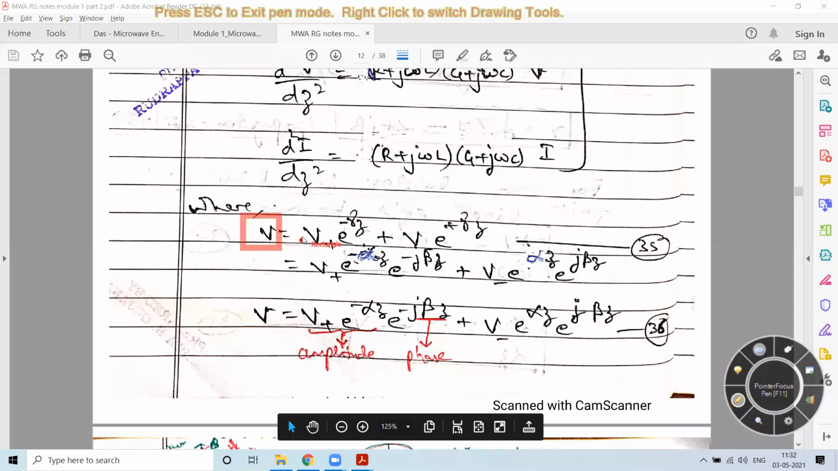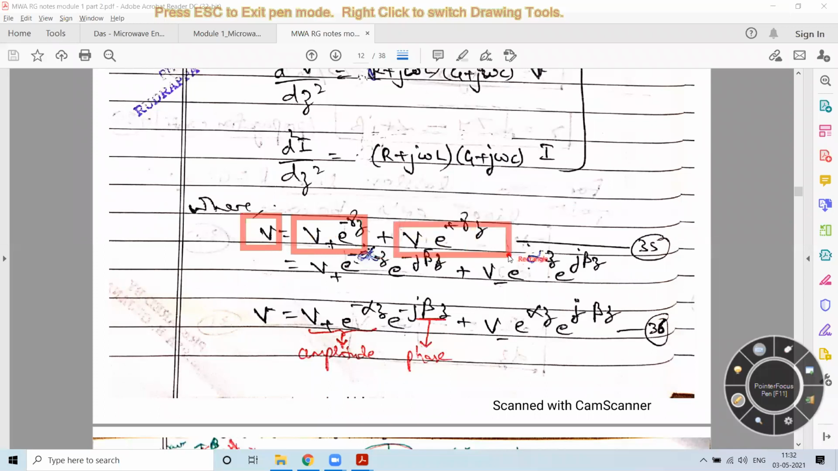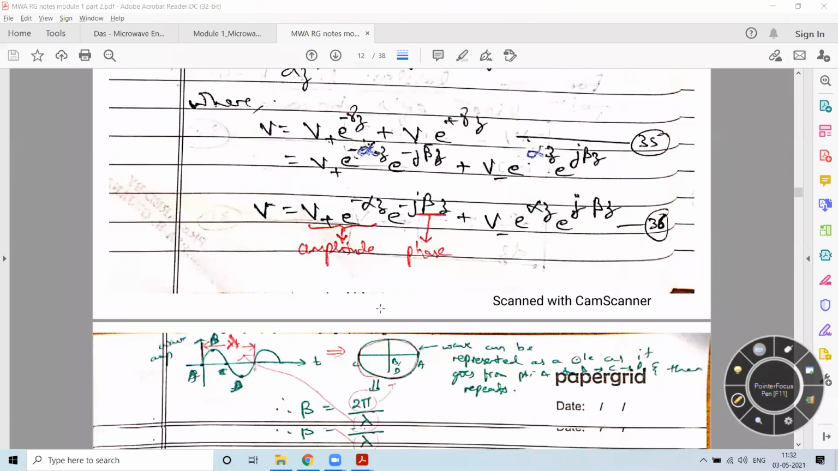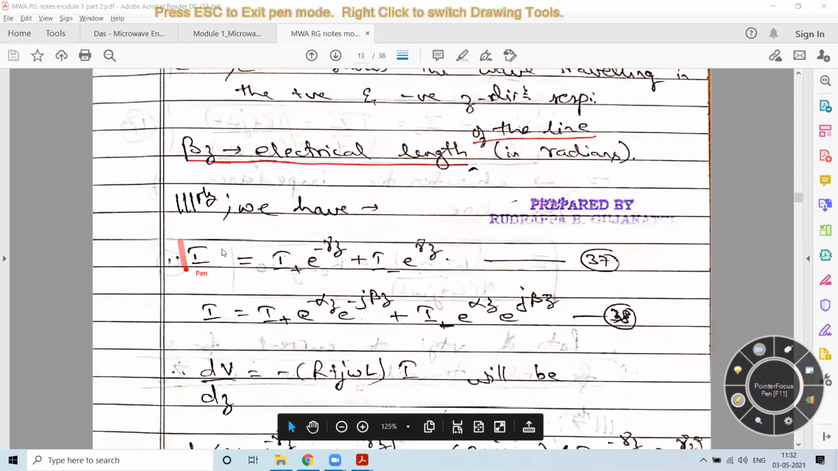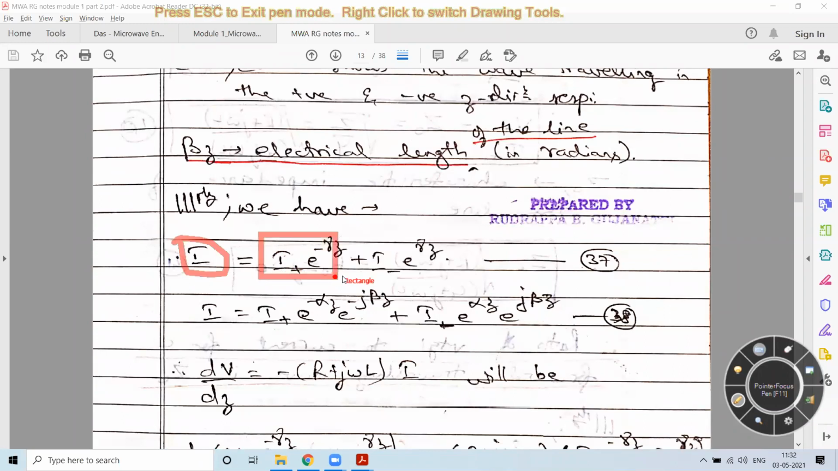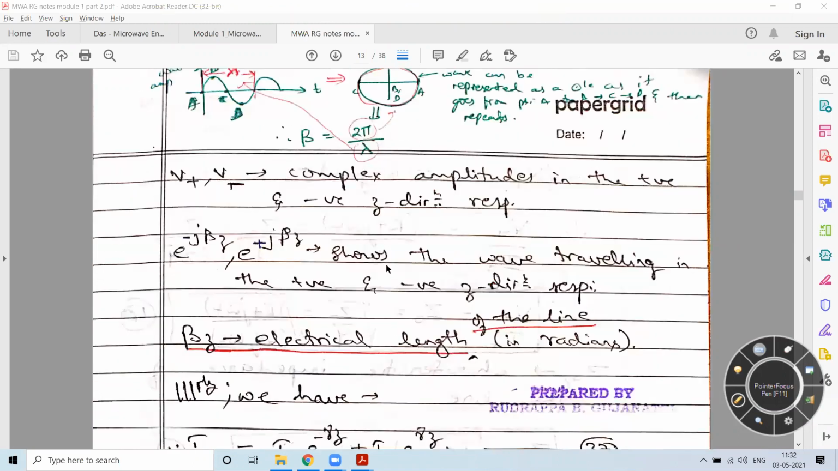So the instantaneous voltage is equal to the incident voltage plus the reflected voltage. Similarly, we have current also represented over here: the instantaneous current value will be equal to the incident current plus the reflected current. So this is how they'll be represented.